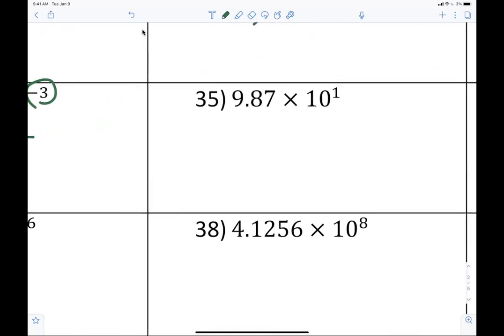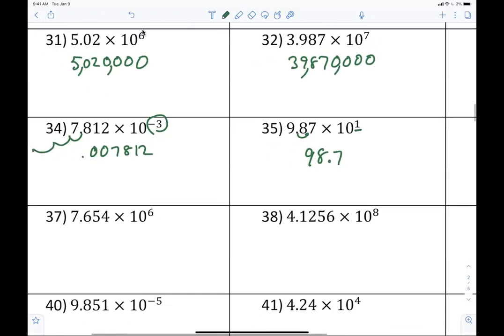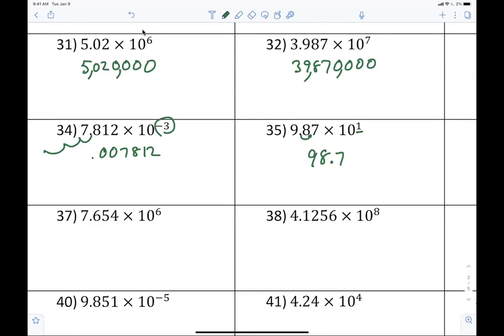Oh, I kind of gave you a tricky one. What's this one? 98.7. Just move it one spot. I don't really get how, because it's like 10 to the 1, but then you're taking away 2, basically. Now remember, multiplying by 10, you move the decimal to the right one spot. Multiplying by 100 means move the decimal 2 places. Multiplying by 1,000, move the decimal to the 3rd place. That's what these numbers are.